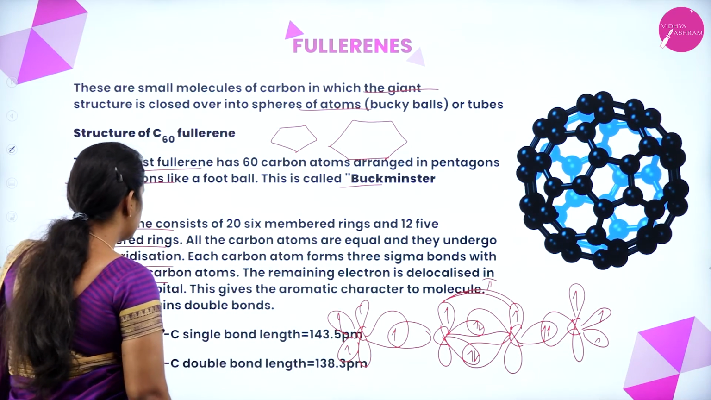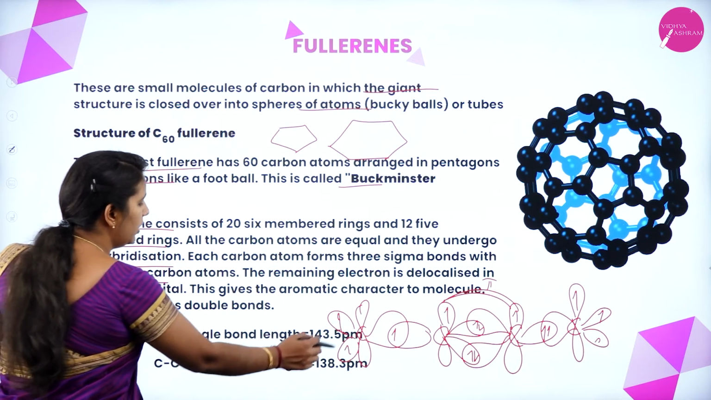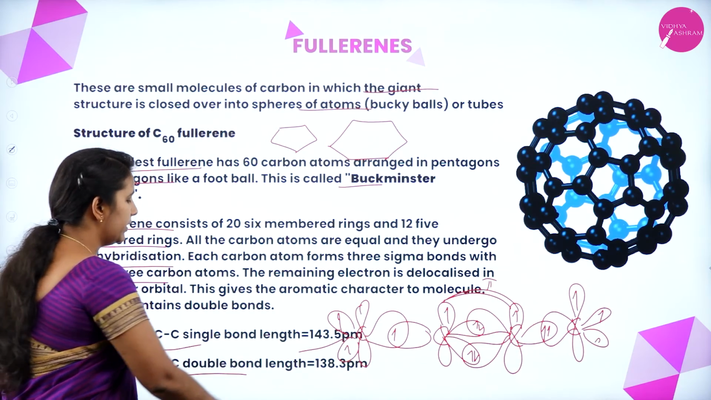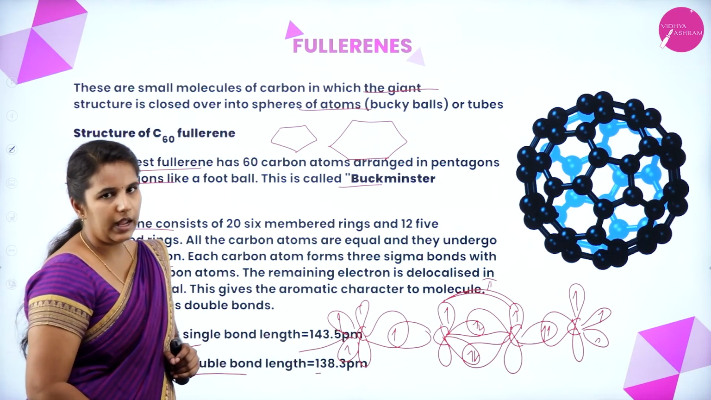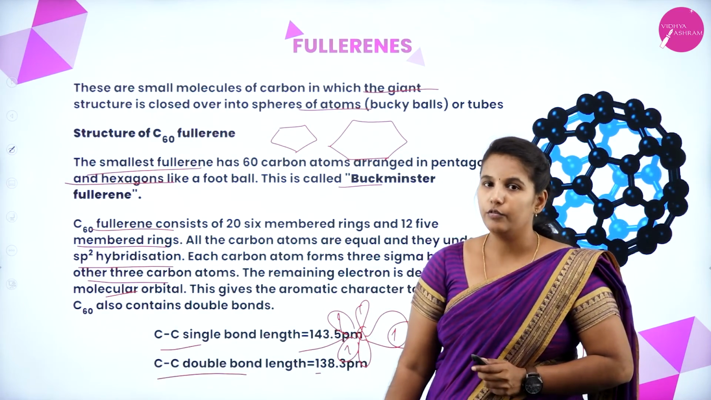The carbon-carbon single bond length is around 143.5 picometers, and the carbon-carbon double bond length is around 136.3 picometers. This is the structure of C60 fullerene.